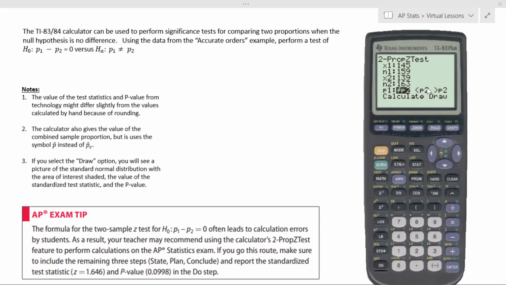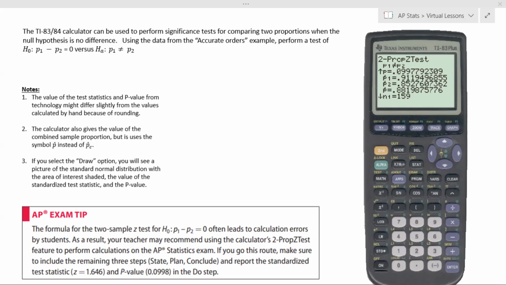You have to pick the direction of the alternative. In this case, it was in either direction, so not equal. Then we go down to calculate, hit enter. What this is going to give you is the z value, the p value, as well as the proportion for 1, the proportion for 2, and the pooled proportion right here.